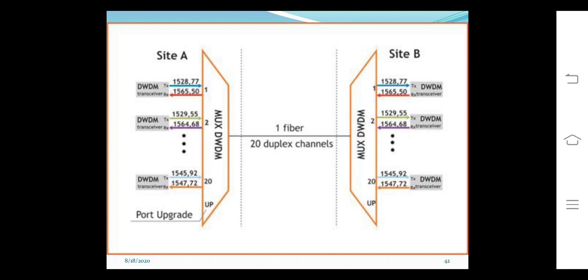All are transmitted through the multiplexers and everything is traveling through one fiber. So this fiber now has 20 duplex channels. Duplex means it has both transmission and reception at the same time for each channel. That is called duplex channels. So each wavelength which you transmit is received in the receivers.